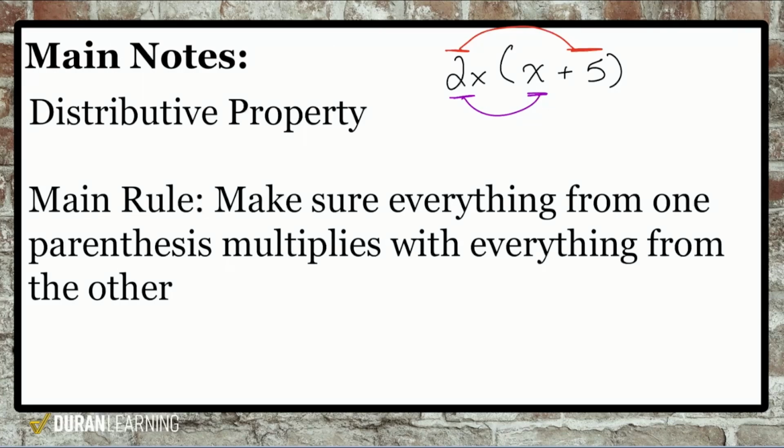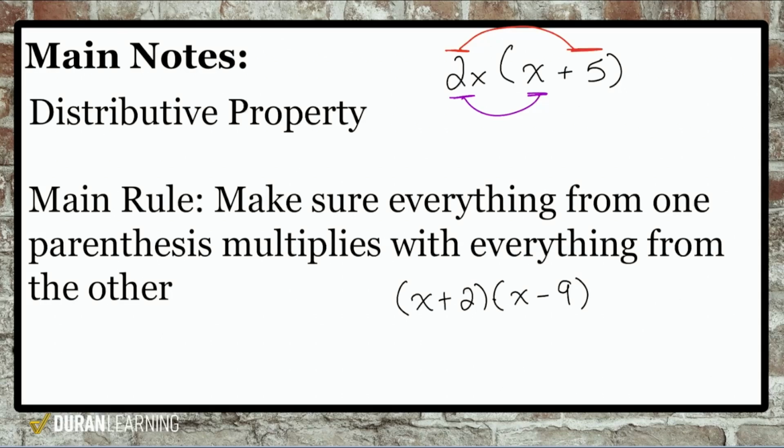And on top of that, this isn't the only way that you're going to see it. I think we can all agree on that, right? We explored yesterday instances where, what if we have, let's say, 2 parentheses, like (x plus 2) times (x minus 9) or something like that. Well, the same rule applies, everybody. We are still going to make sure that everything from one parentheses multiplies with everything from the other. Same rule, same process.